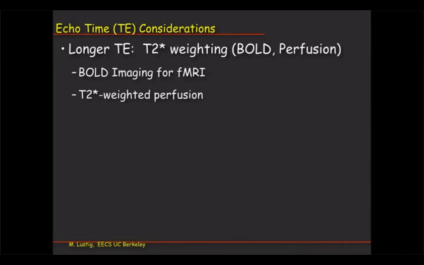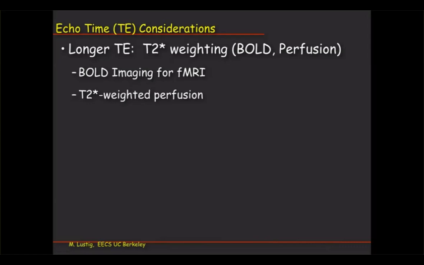So for example, this is very typical for BOLD fMRI, blood oxygenation level dependent signal, where deoxygenated blood and oxygenated blood have a different susceptibility. Deoxygenated blood has a different magnetic susceptibility in tissue, which causes signal dephasing next to these blood vessels. And of course, perfusion of blood into the tissue may also affect that. So some consideration for longer TE would be to do either BOLD or a T2 star weighted perfusion type of imaging.